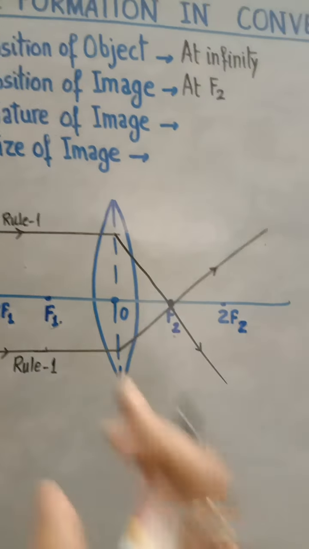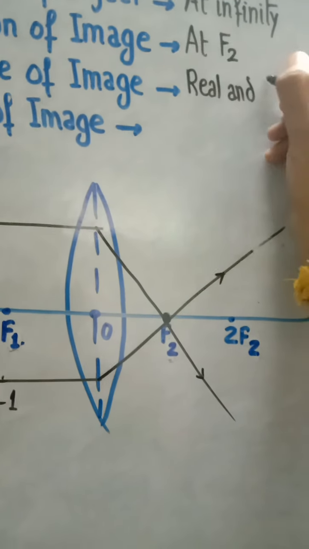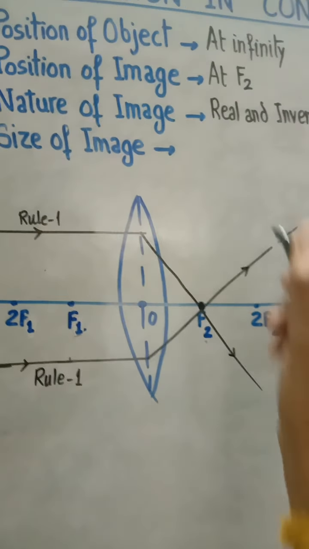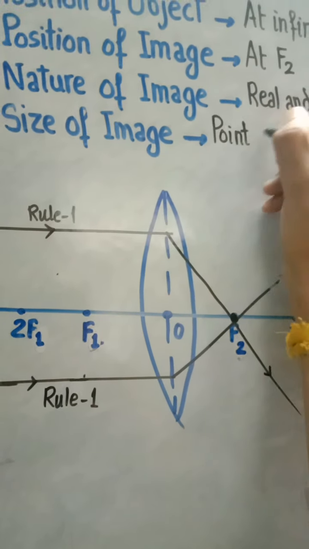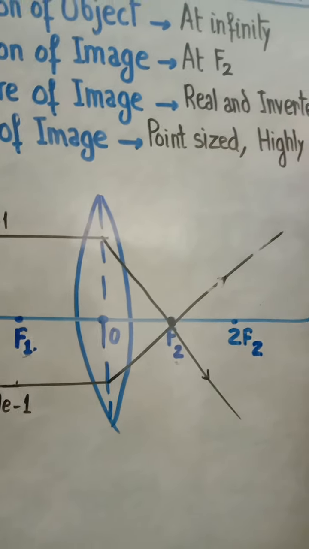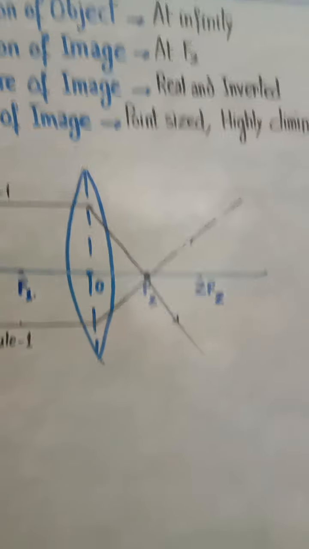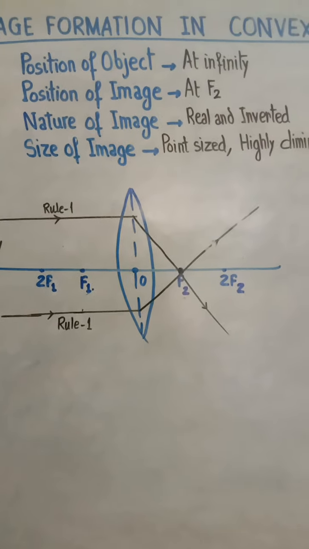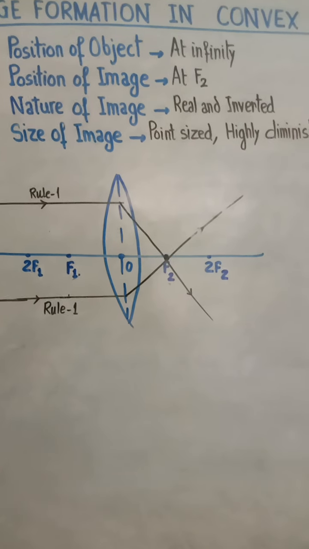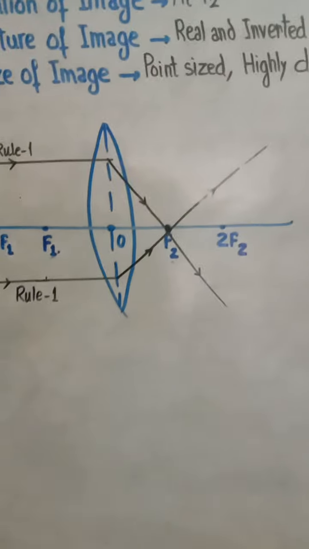Write it as at F2, because F2 is on the other side of the lens. Now the nature of the image: since it is formed on the other side, you can directly mention real and inverted image. And size of the image, you see, it's a point-sized image. So you can write point sized, or along with it highly diminished. Any one of them you can write. So this is your first image formation when the object is kept at infinity. With the help of a scale only, draw your figures. Put the rays also properly. Don't forget the rays. You have to give the refracted rays properly.